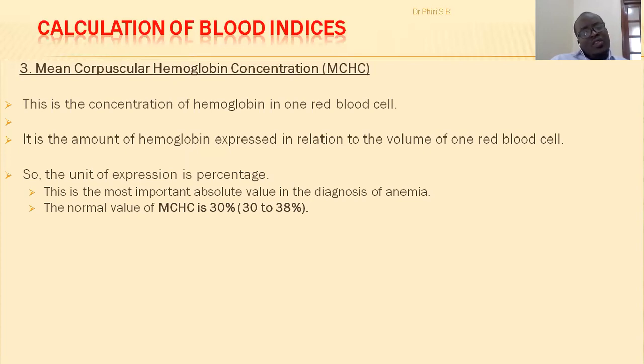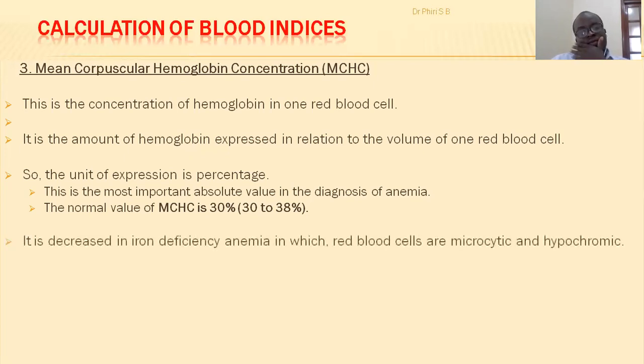So if you want to do a diagnosis of anemia to know which type of anemia, the first parameter that you're going to look at when you use that automated machine is the MCHC, because it will give you more information about the type of anemia, whether it's increased or decreased. So the normal range, on average, should be around 30%, but the normal range is between 30 to 38%. So MCHC is decreased in iron deficiency anemia in which the red blood cells are microcytic and hypochromic.